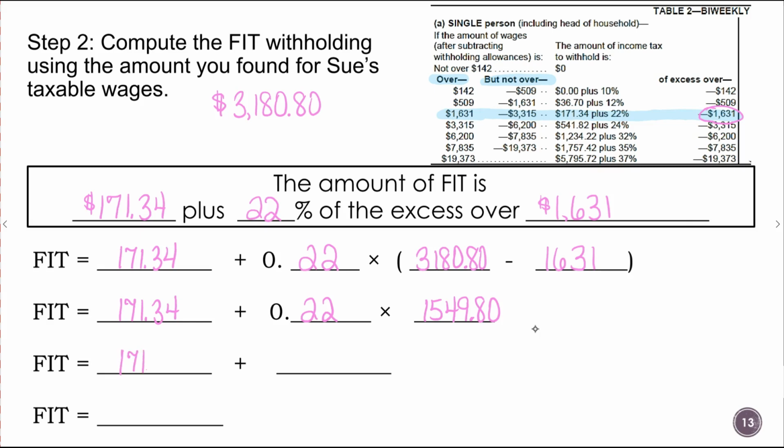So she has to pay $171.34 plus whatever I calculate here, and that would be $340.96. So the total for her federal withholding is $512.30, right? And so we went through all of that to find this number, right? The amount to be withheld. All right, let's go to the next example.